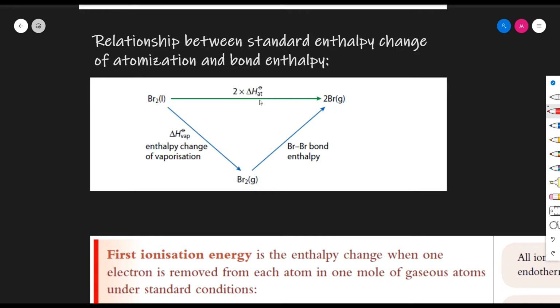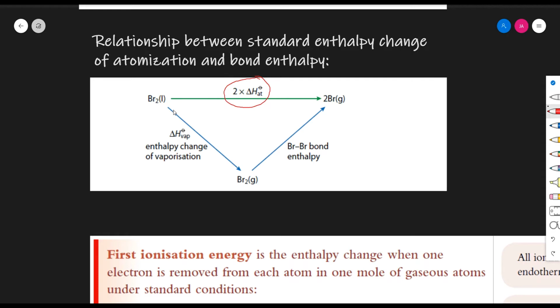This is not the definition of enthalpy change of atomization, since the enthalpy change of atomization produces 1 mole of gaseous atoms. But since in this case you're producing 2 moles of gaseous atoms from an element in its standard state, this would be defined as 2 multiplied by the enthalpy change of atomization of bromine as stated here.